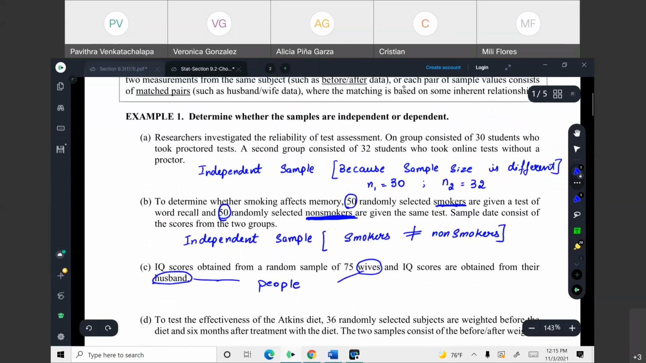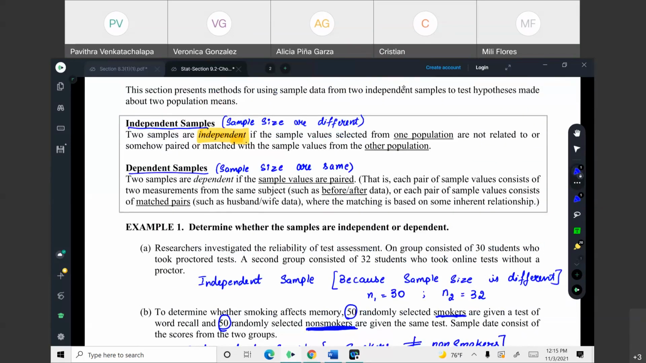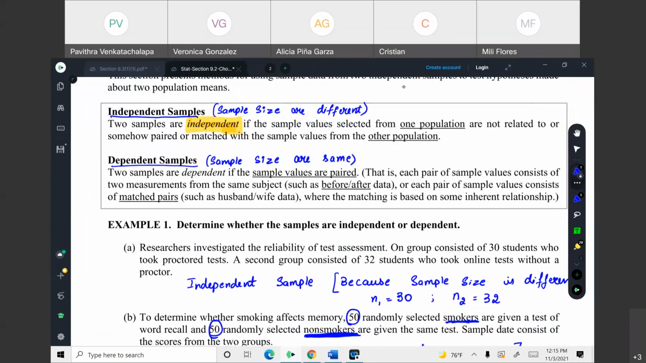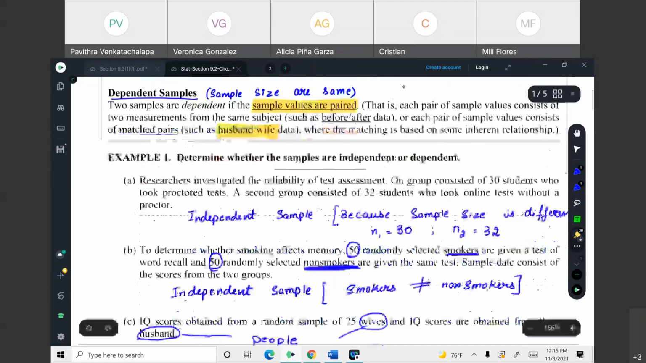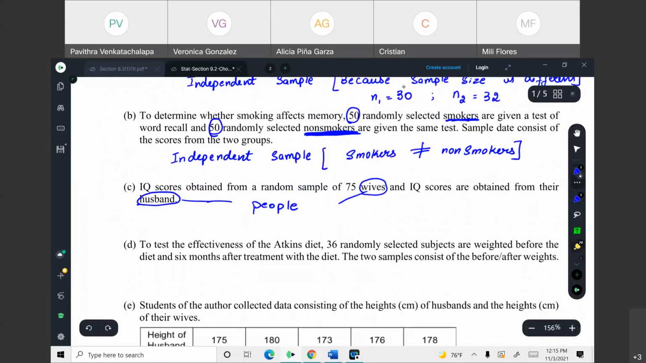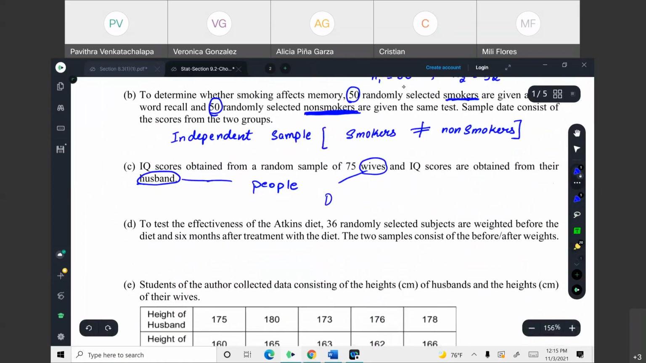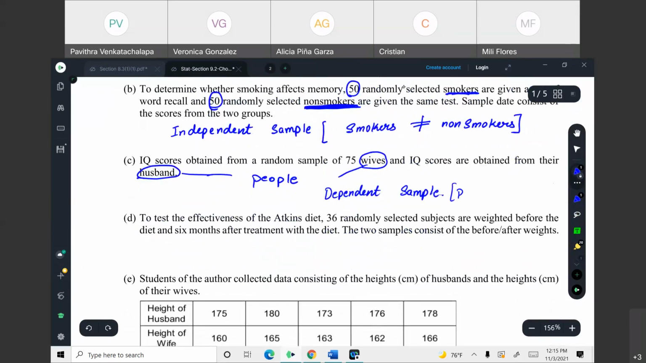Now, just going back to your dependent sample, just read the three sentences. So if you read, they say the sample values are paired or same or paired. So they are paired, right? So this is dependent. Okay, why? Because it is a paired data.